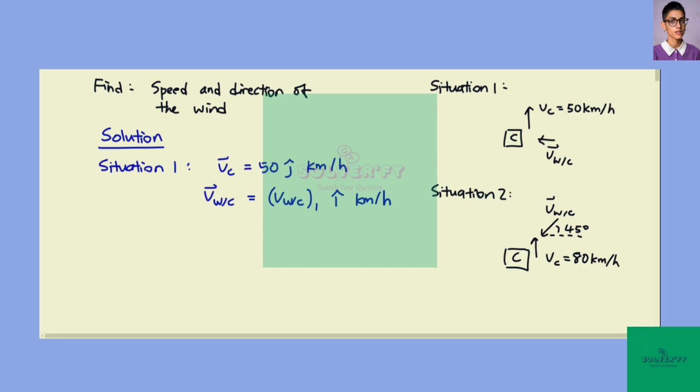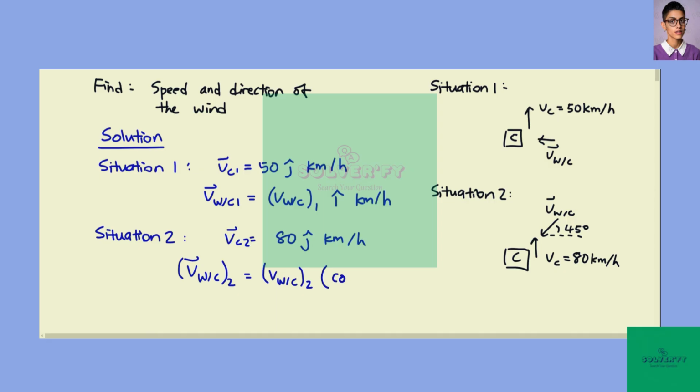And then for situation 2, our VC is 80 j hat kilometers per hour, and then our velocity of wind relative to car in situation 2, the vector is the magnitude times cosine 45 degrees i hat plus sine 45 degrees j hat.